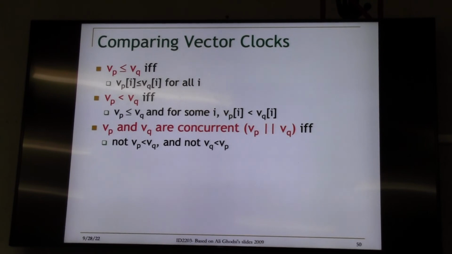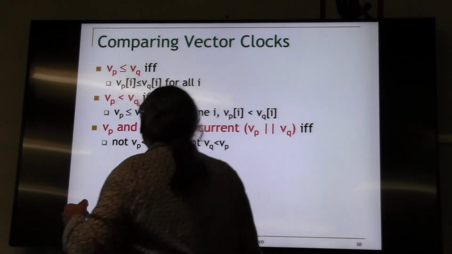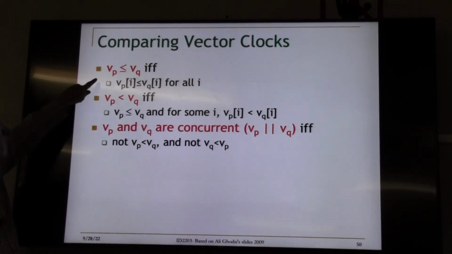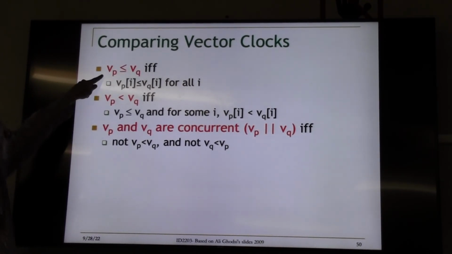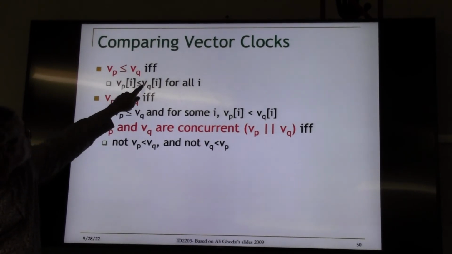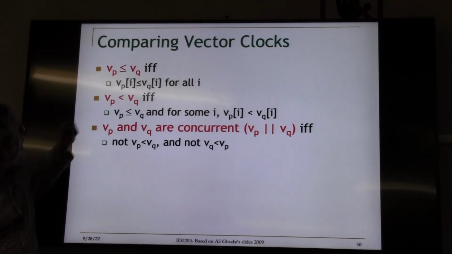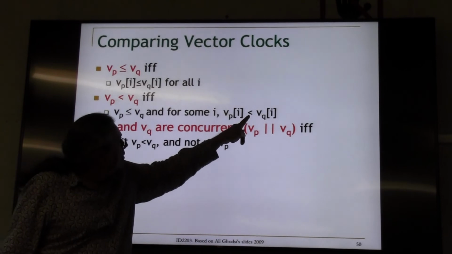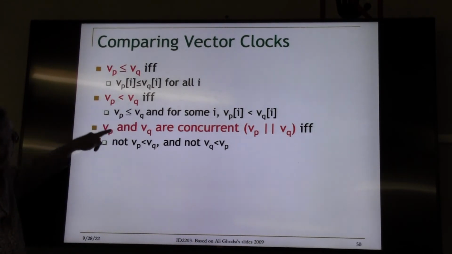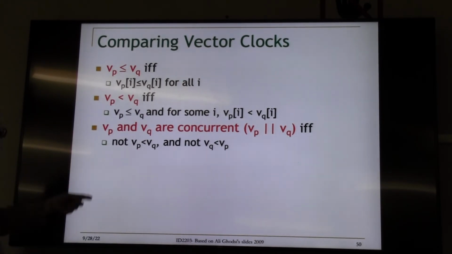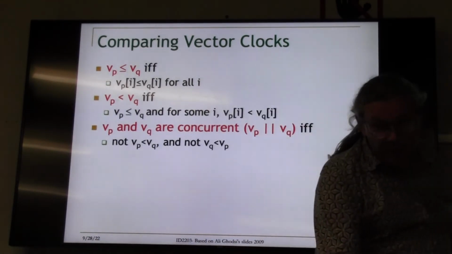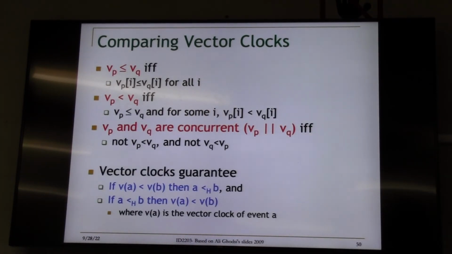So the vector clock will tell me if the events are concurrent, which the Lamport clock did not do. So if I have two vectors, I can compare the vector clocks. If the vectors are less than or equal for all items, then the two vectors are less than or equal. If they're different, then it's strictly less than. And if P is not less than Q, and Q is not less than P, then the vectors are concurrent. So it will tell me concurrency.